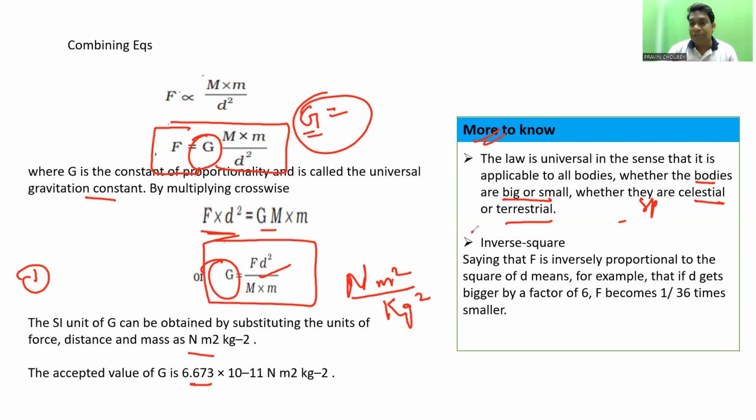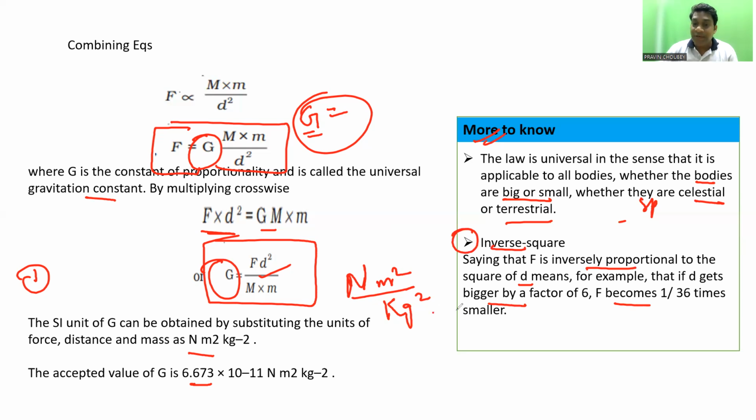The second important part of this theory explains the inverse square. If you know this formula, we can say how the force becomes stronger or smaller when the distance between two bodies increases. F is inversely proportional to the square of the distance between them. So if the distance becomes 6 times bigger, then the force will become 1 by 36 times, that is 1 by 36 times smaller.